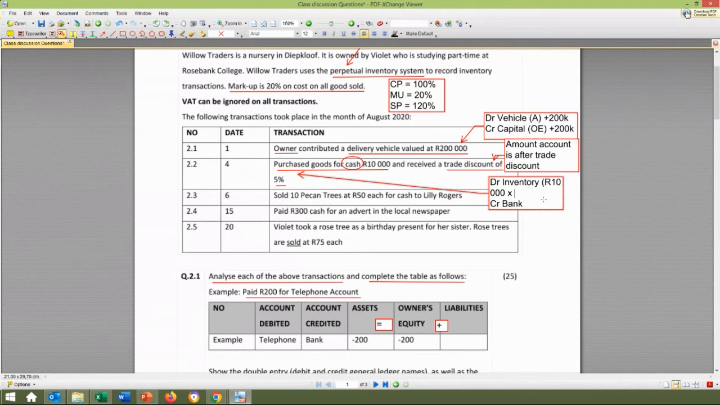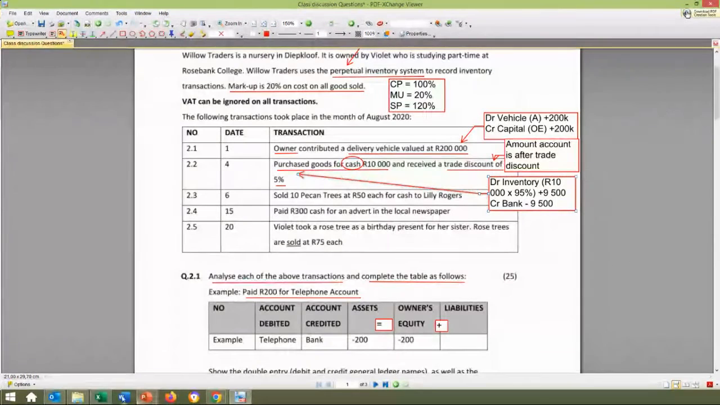We got a 5% discount, so we only paid 95% of the value, which means our inventory would be 9,500 and the bank will also be 9,500. Now, because when we credit bank, we are decreasing the bank because money is going out, but our inventory is increasing. So our inventory will be a positive.